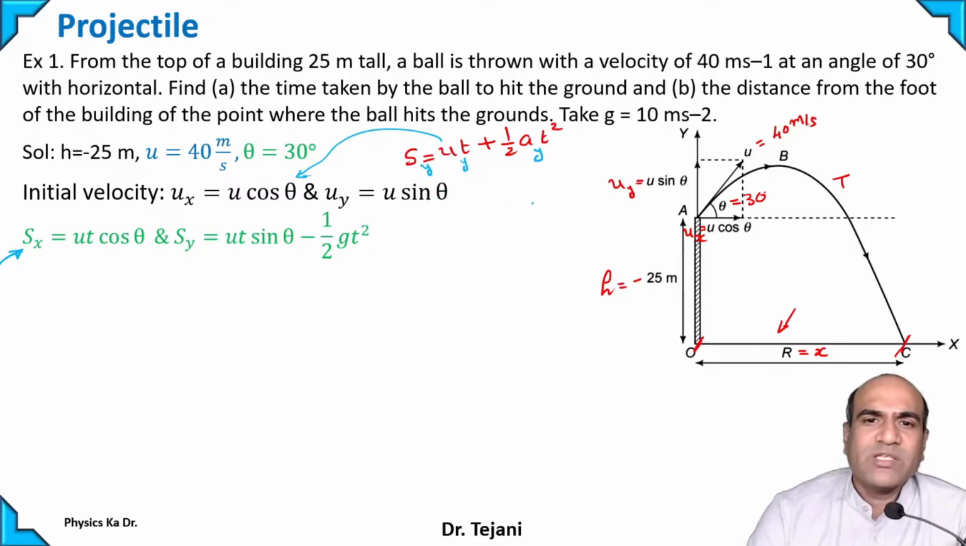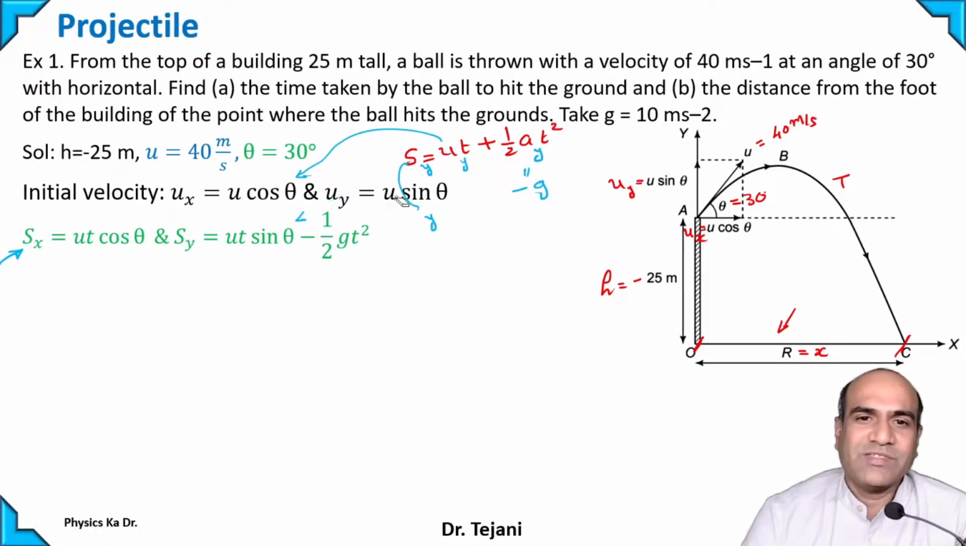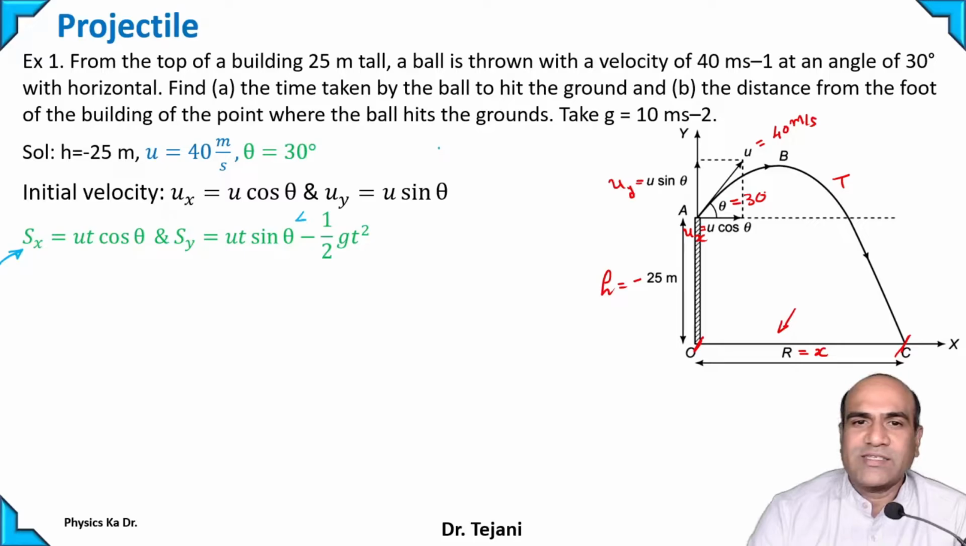So Sy, that means vertical distance. You can call Sy is equal to y also simply. Then Uy, that is u sine theta, and vertical acceleration we know has become minus g. So ultimately, you will be having this equation: Sy is equal to ut sine theta minus 1 half gt square. Whenever you have a distance as a requirement, range or height, you use the equation of s. S is equal to ut plus 1 half at square.